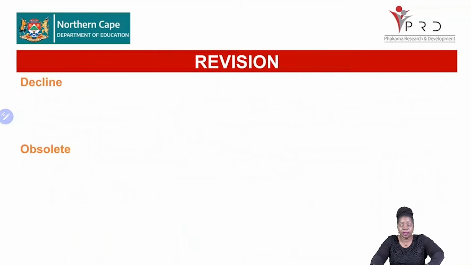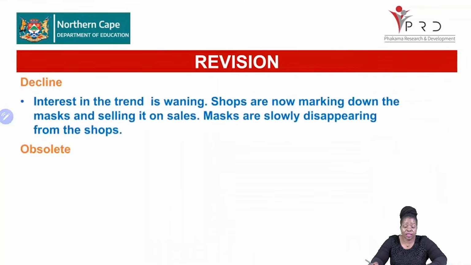Right, and then the next stage is the decline. Interest in the trend is waning, that is, it gets lower and lower. People are no longer interested. Shops are now marking down the masks and selling them on sale, and masks are slowly disappearing from the shops. So that is the decline stage.